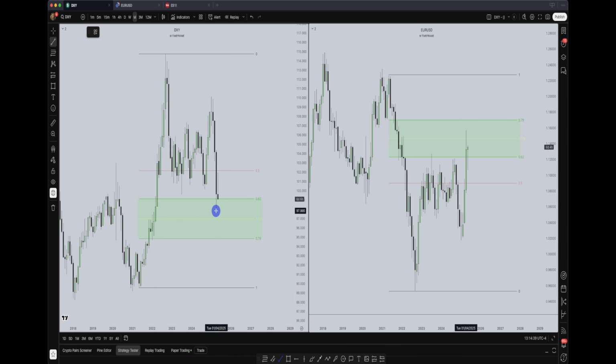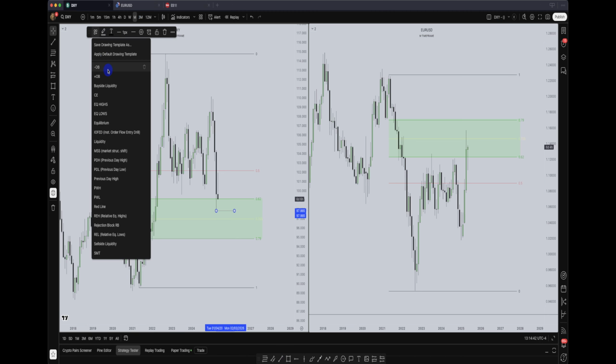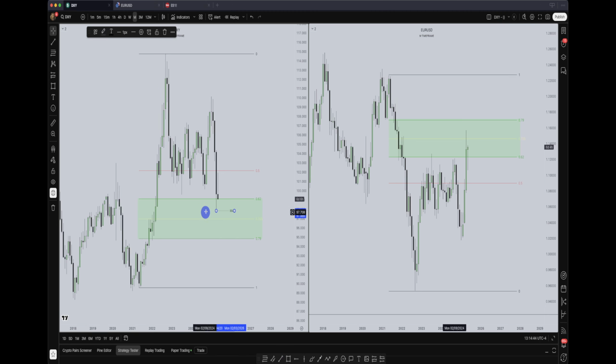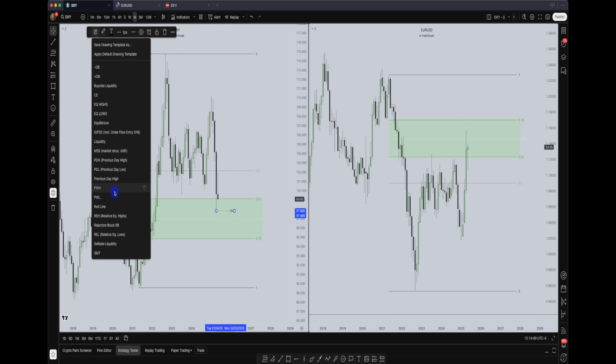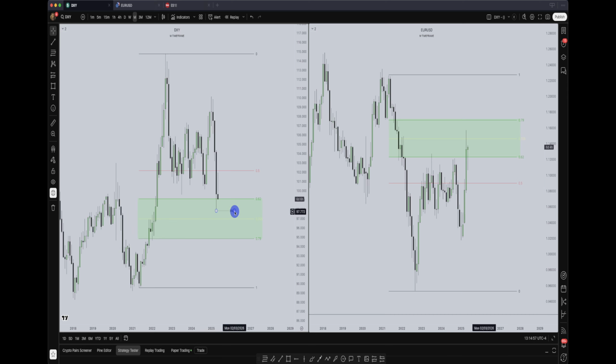I would like to mark this low. This is sell side liquidity. Also it is the previous month low. Well, I don't have it, but you can mark it like PML. It's the same. Previous month low, right? And same here, but this will be the previous month high. Right.